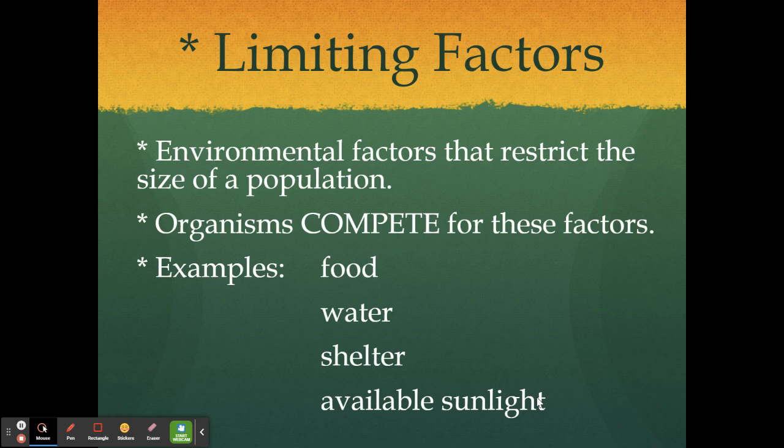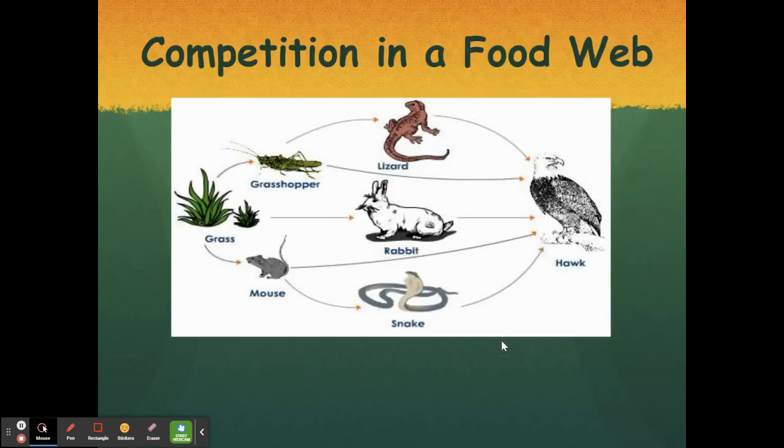population in an environment. Okay, so these are things that organisms like plants and animals actually compete for in order to survive. So they compete for food, they compete for water, shelter, sunlight. And if there isn't enough to go around, then some of these organisms are not going to survive, right? Their population is limited, right? It can't sustain everything or everybody.